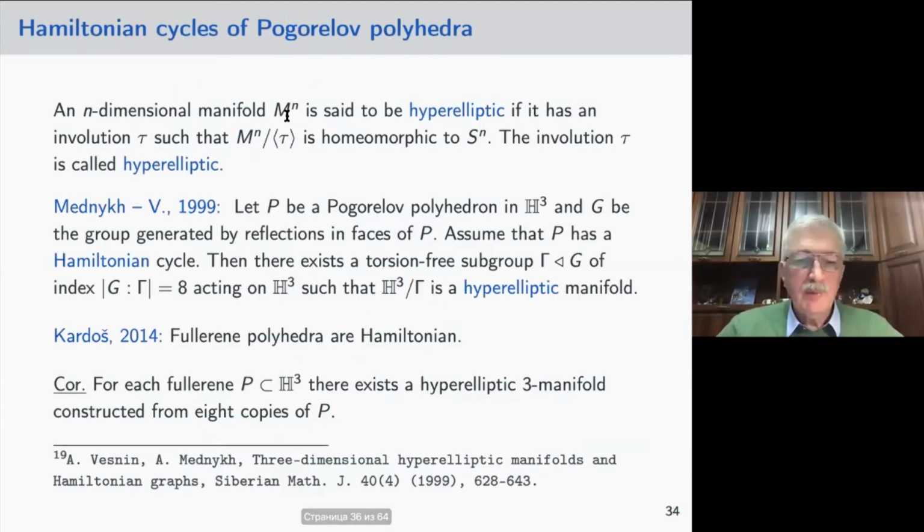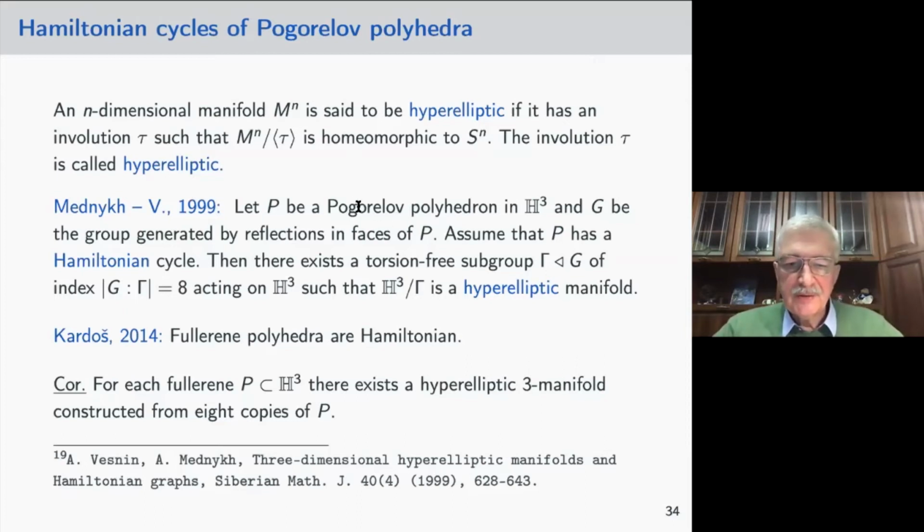And a little bit more about graph theory. So in some cases, you can have Hamiltonian cycles on a polyhedron. So there is a notion of hyperelliptic manifolds. We say that an n-dimensional manifold is hyperelliptic if there is an involution such that the quotient by this involution is homeomorphic to a sphere. And this notion came from the theory of Riemann surfaces. And jointly with Sasha Mednykh, we proved the following result.